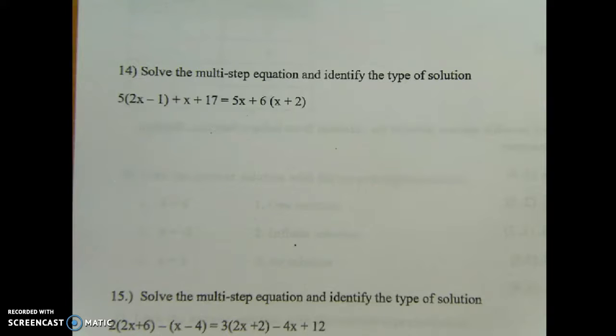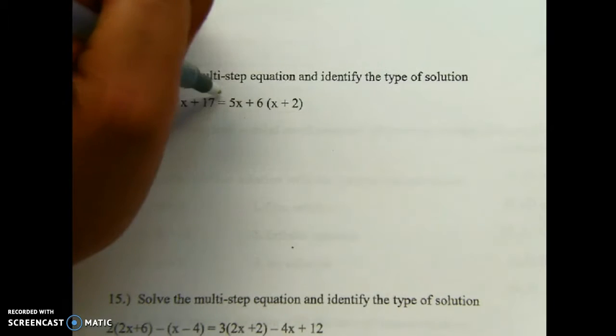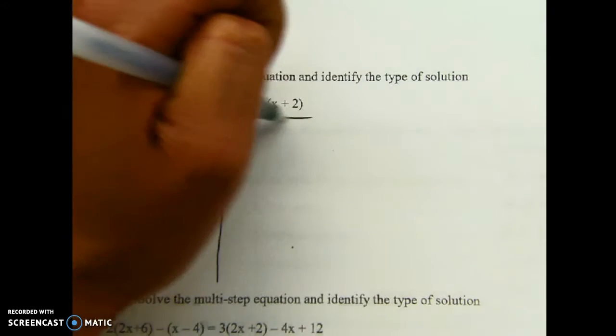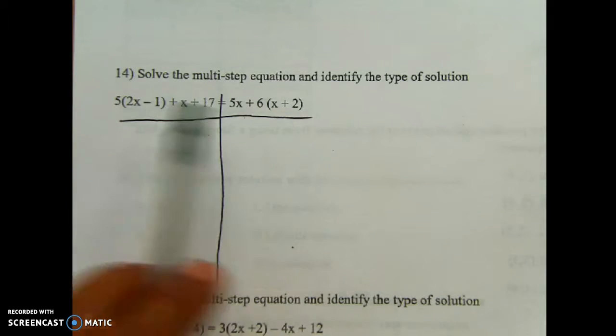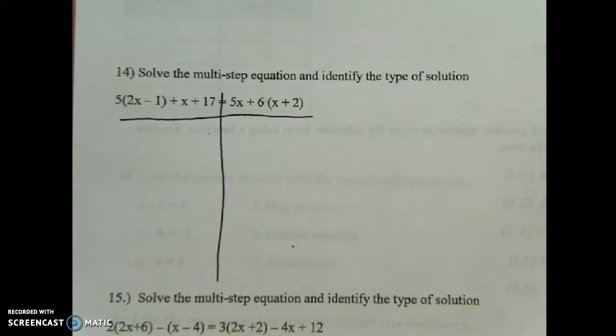Number 4 is multi-step equations. If you're having trouble with this one, your notebook should be out to multi-step equations with the steps. Remember, the first step it says is to create a T-chart. So make sure you create a T-chart. That's going to separate what is on each side of the equal sign.